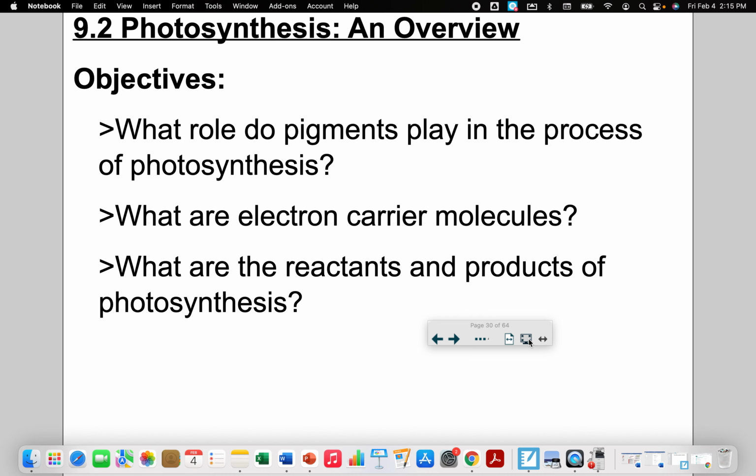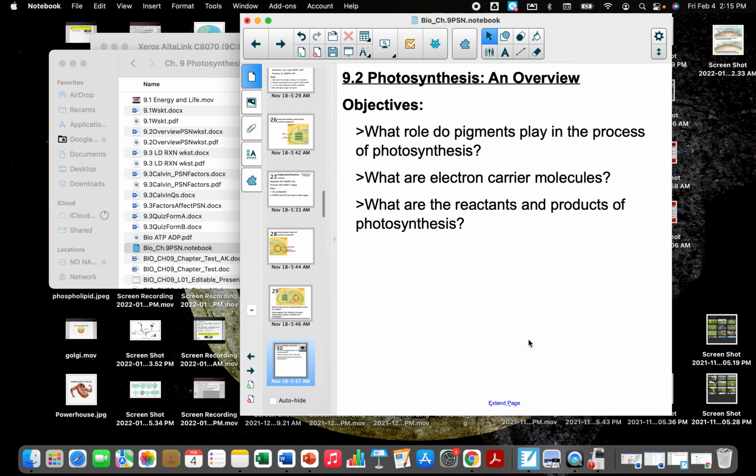Okay. So that was 9.2. I covered a lot. There is an assignment, but this is an overview, and we're going to break this down step by step and actually go in detail the overview of photosynthesis.